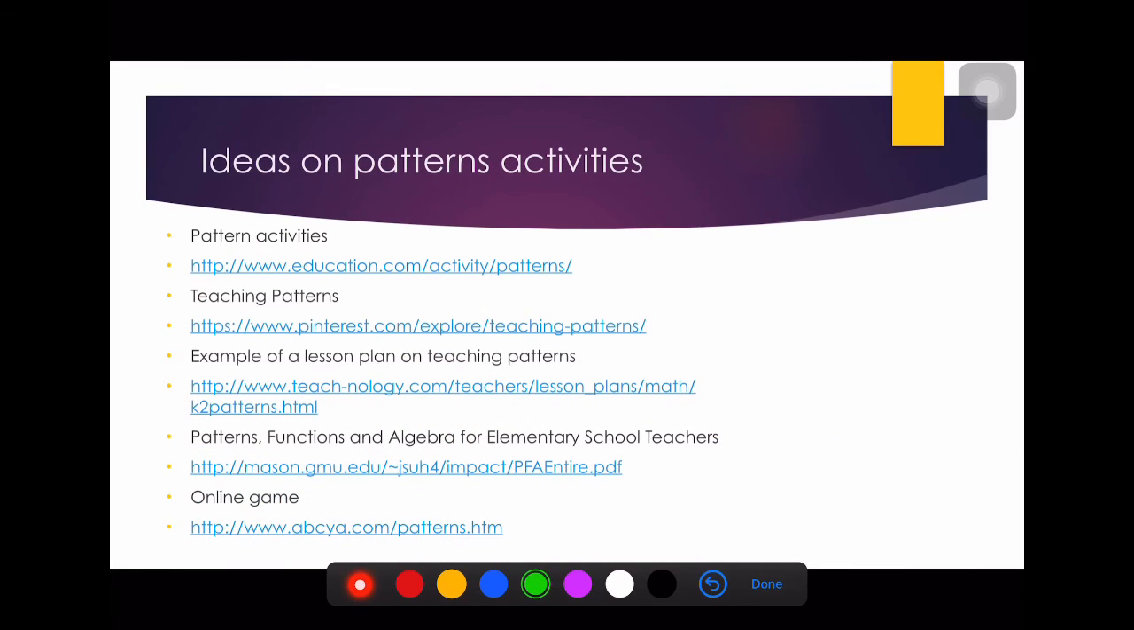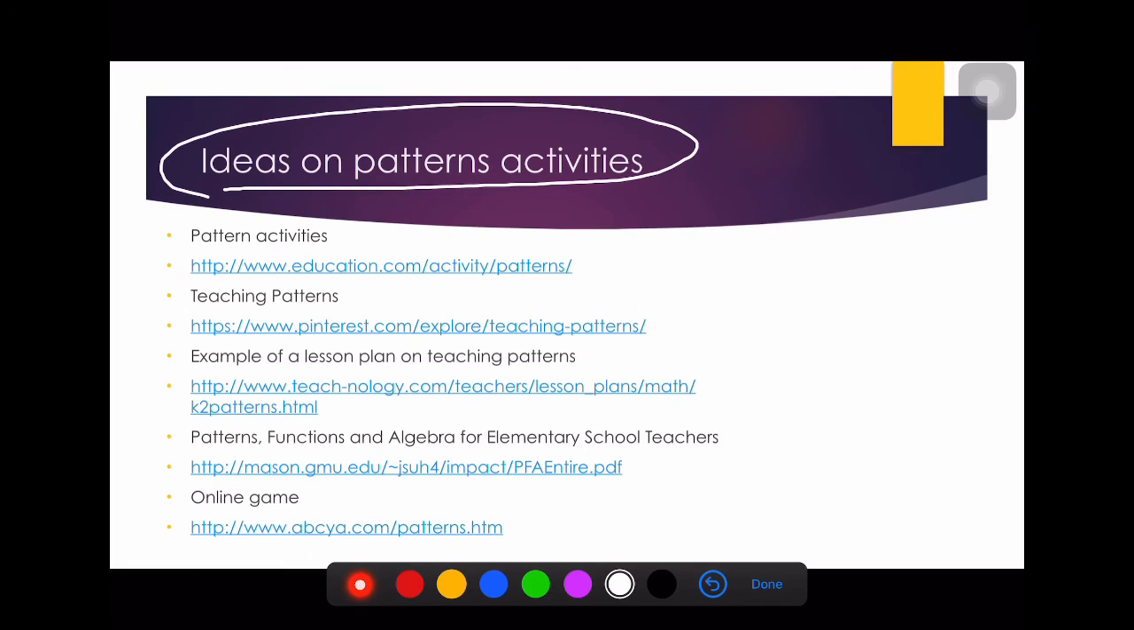Okay, here are some links to fun activities on pattern making. So you do have a pattern activity, how to teach patterns, an example of a lesson plan on teaching patterns, functions, and algebra for elementary school teachers, and also an online game. You can use this online game for your activity.